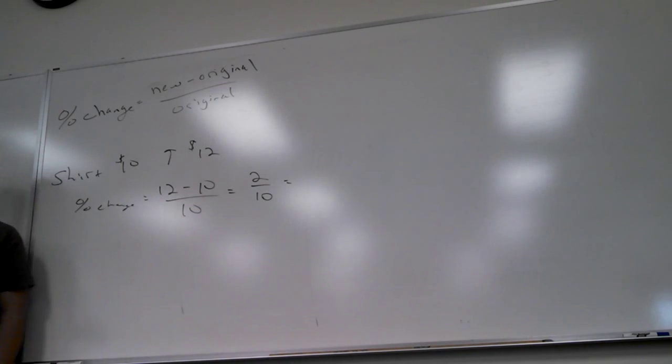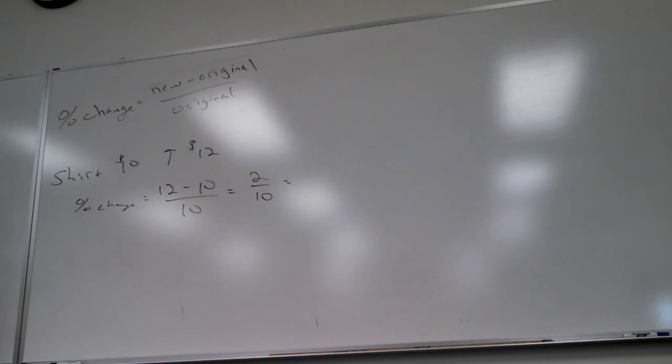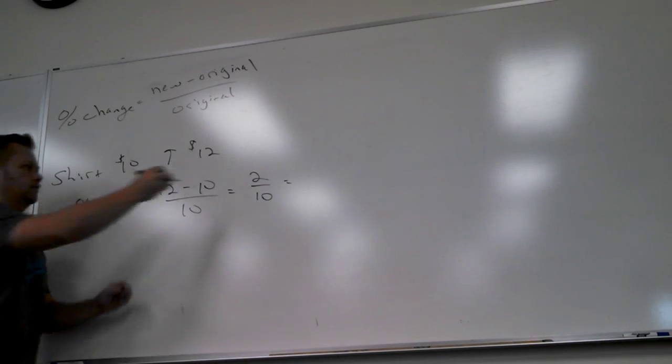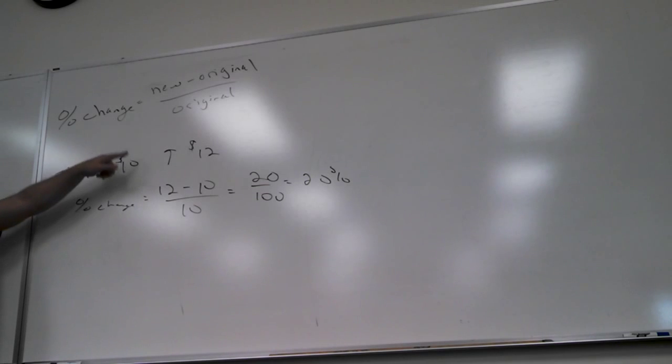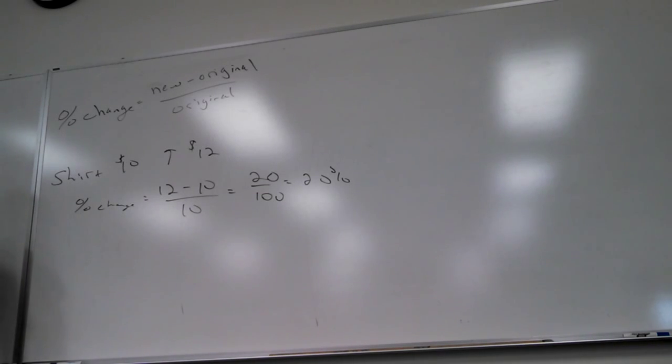I can make that into a percent real easy. I can just multiply top and bottom by, what does percent mean? Out of 100. So I can make the bottom 100. Bam! So that's 20%. That would be a 20% increase in price.